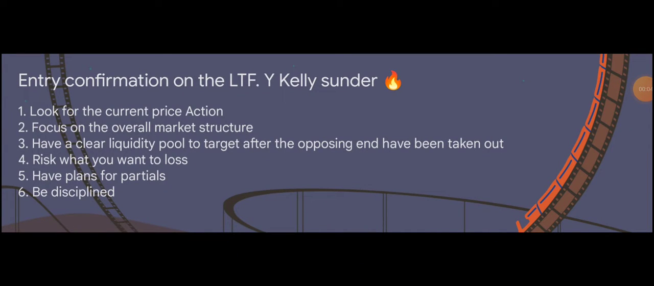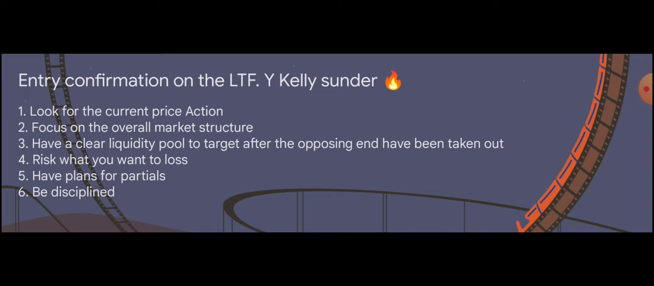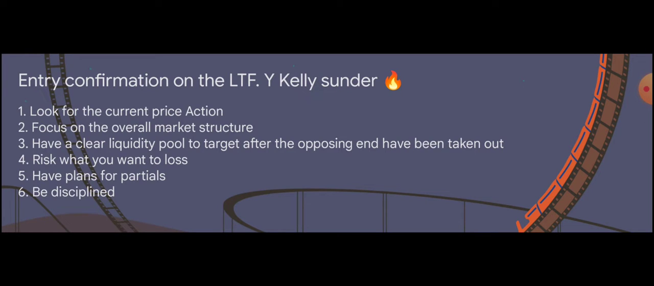Okay, basically today I'm going to be talking about entry confirmation on LTF, that is lower time frame. I don't intend it to be that long, but if you want to understand and learn how everything works clearly, and you want to be profitable, it's not guaranteed, but you want to see yourself get there.